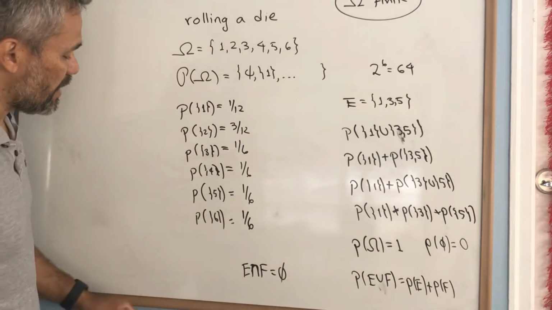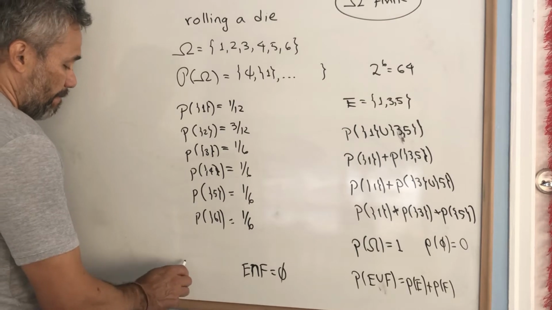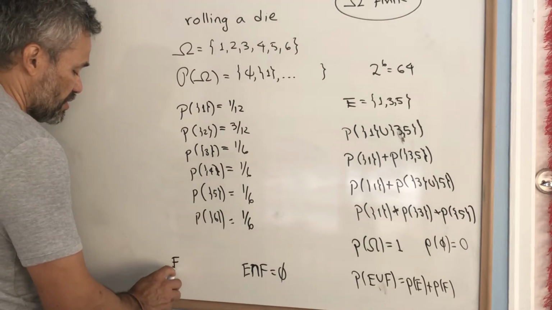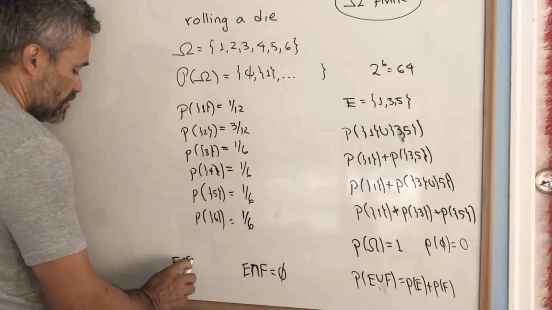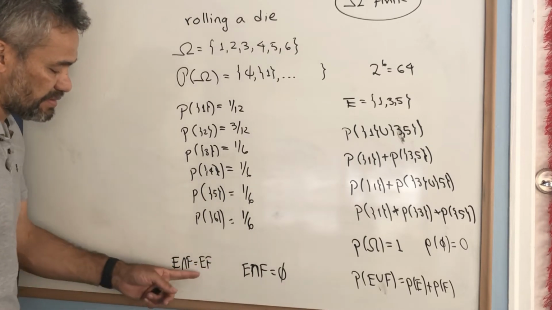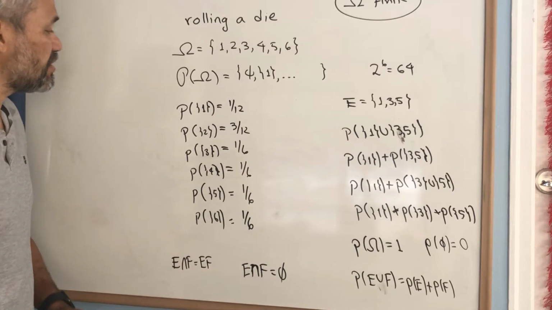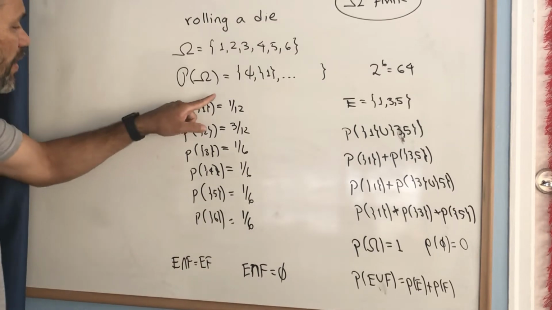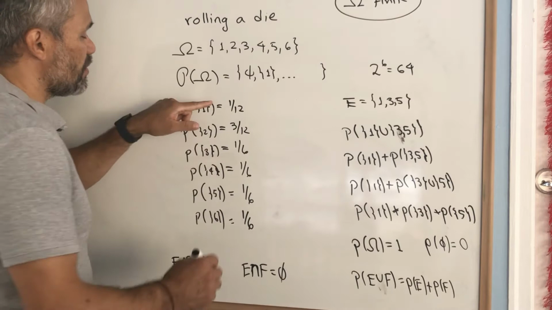One observation is that the intersection of two sets sometimes is denoted like EF without anything. This also denotes the intersection. Let's check that we have here that this is equal to 1.